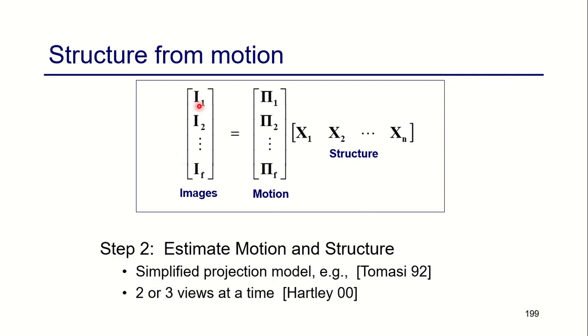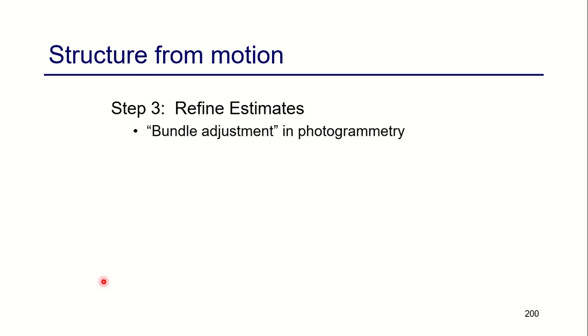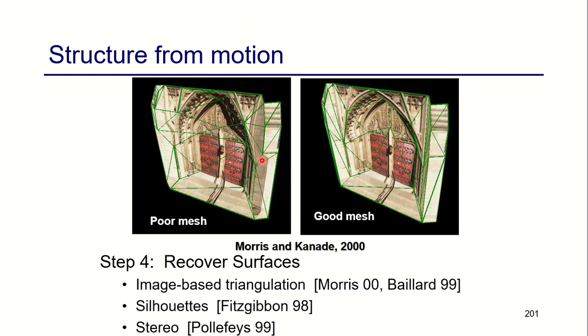And step 2: these are the images, F is your number of frames, how many images you have captured under different types of motion, and this is your structure x1, x2 up to xn. And you estimate the motion and structure. Either you can use a simplified projection model as given in this method, or 2 or 3 views at a time. And step 3 is refining the estimates. It is done by bundle adjustment in photogrammetry.